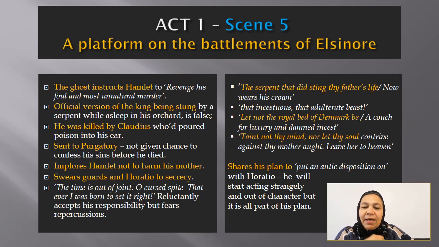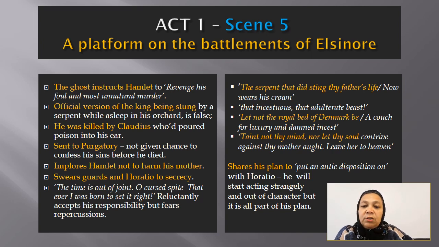So at the end of Act 1, Scene 4, Hamlet has run off, leaving behind Horatio and the other guards, in pursuit of the ghost of his father. In Act 1, Scene 5, Hamlet now confronts the ghost, and the ghost gives him a version of how he died. He instructs Hamlet to revenge his foul and most unnatural murder. And he describes in detail how he was killed.